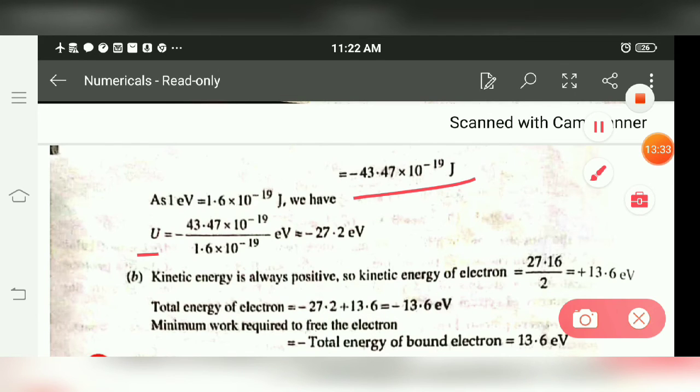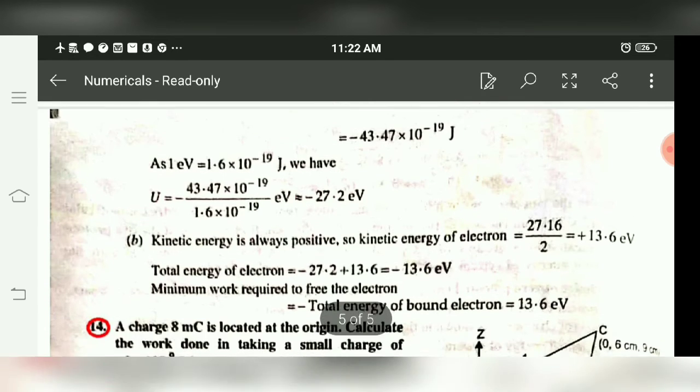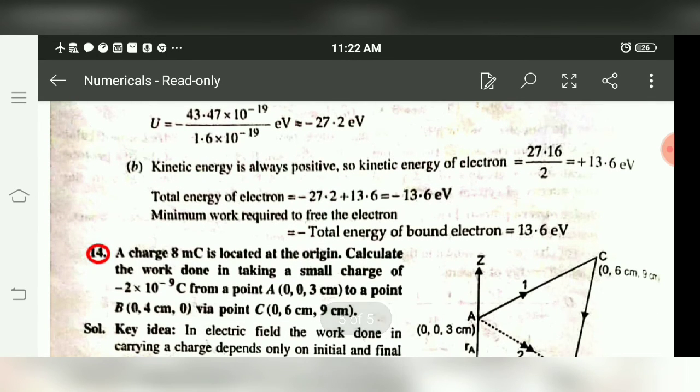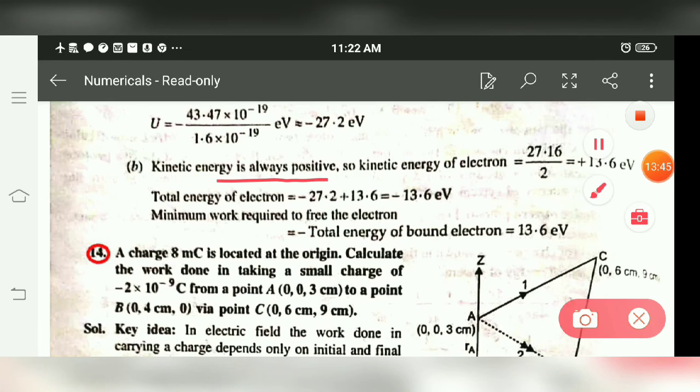Convert this joule into electron volt by dividing by 1.6 into 10 raised to power minus 19. Then kinetic energy is half of the potential energy, but don't take the negative sign, because kinetic energy is always positive. If kinetic energy were negative, the system could not move, so kinetic energy can never be negative.